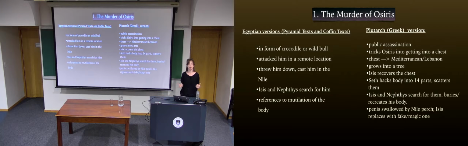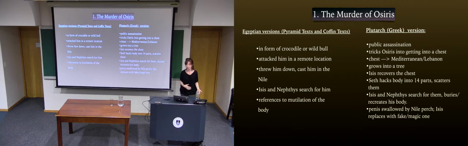And where apparently the chest has grown into a huge cedar tree. A beautiful, magnificent tree, which the king of Byblos had cut down and made into a magnificent column for his palace. Isis plots for a while just to get it without revealing herself. She's not very successful, so she eventually reveals herself and just demands the column. She's like, you're giving me this now, take it. And within the column, we're told, is the chest in some form.